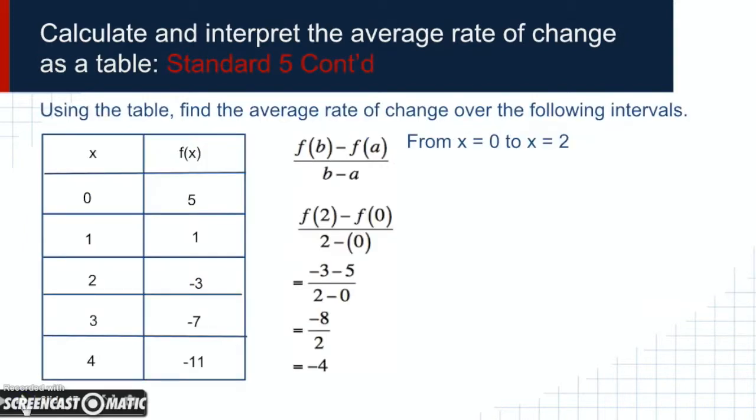So we're now using the table to find the average rate of change over the following intervals. So you use the equation f of b minus f of a over b minus a. Now you want to input your intervals x equals 0 and x equals 2. And then you go from there, and then you get negative 3 minus 5 over 2 minus 0. And that simplifies down to negative 8 over 2, which goes to negative 4.